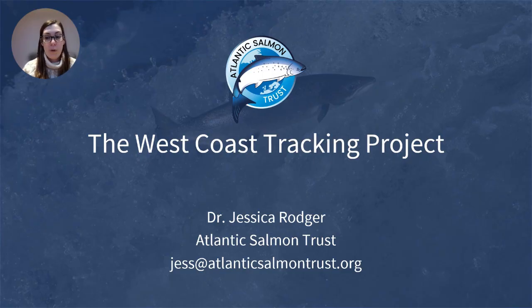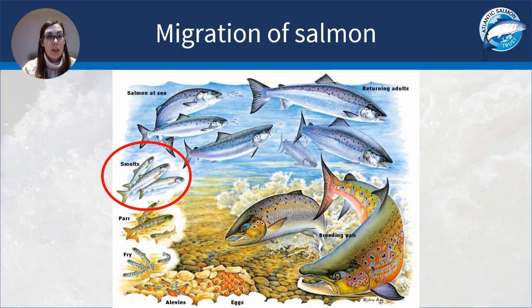Today I'm going to talk about the West Coast Tracking Project. So just to recap, in the life cycle of Atlantic salmon, adults return to freshwater to spawn. Their juvenile offspring then remain in freshwater for the first few years of their life before they undergo that transformation into smolts that are able to survive in seawater, where they migrate out to sea to reach those rich feeding grounds and feed and grow.